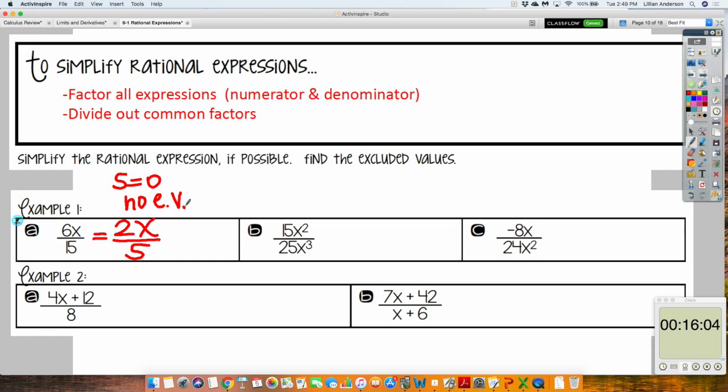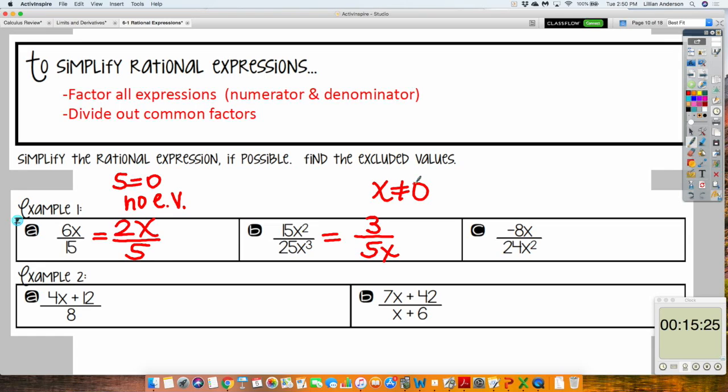Let's look at B. We have 15x squared divided by 25x cubed. Each term has a 5x squared. That is the common factor with the top and the bottom, a 5x squared. So when I divide 15x squared by 5x squared, what am I left with? I'm left with a 3 on the top over a 5x on the bottom. Okay, so I divided each, the top and the bottom, by this common factor, which was a 5x squared. Is there an excluded value for this one? 0. X cannot equal 0 because that's what's going to make the denominator 0.